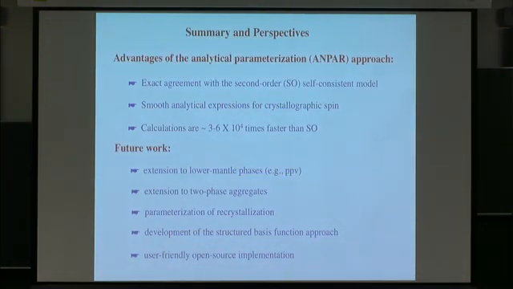So let me give some summary and perspectives from this. First of all, concerning the ANPAR, or the analytical parameterization approach, it has several advantages. One, it's in exact agreement, or 99.7% variance reduction, with the second order homogenization model of Ponte Castaneda. You have smooth analytical expressions for the crystallographic spin. You don't have to discretize in terms of grains. And the calculations are around 30 to 60,000 times faster than the SO method.